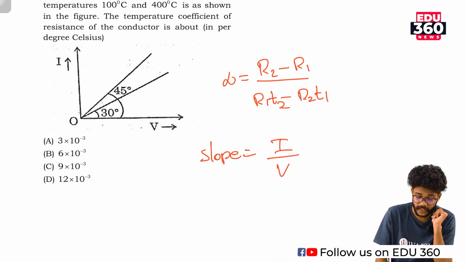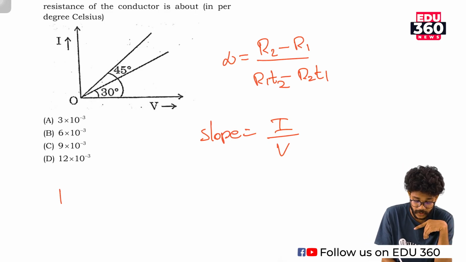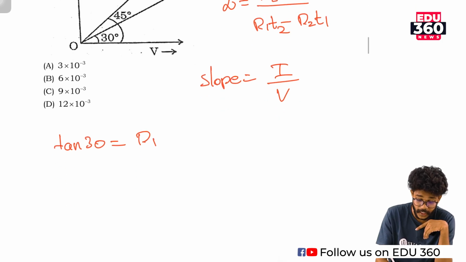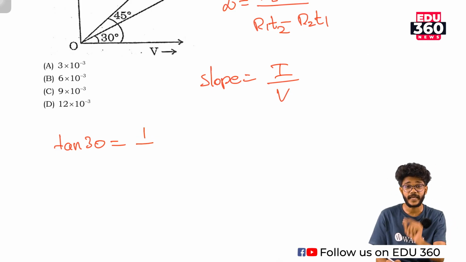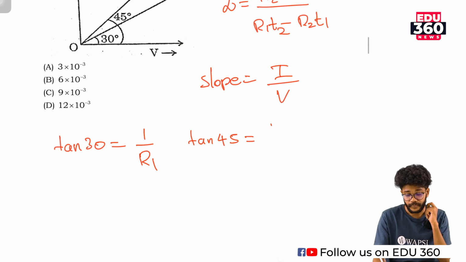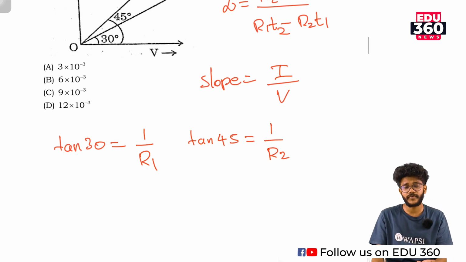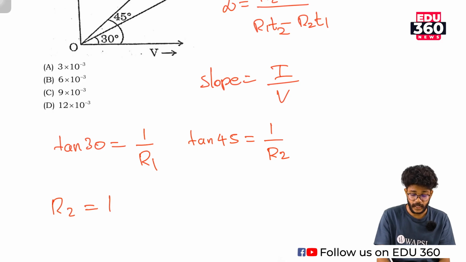Okay, so what is slope? Slope is nothing but tan theta. Tan 30 is equal to 1 by R1, because it is I by V, and I by V is 1 by R. And for tan 45, it will be equal to 1 by R2. Tan 45 is 1, so R2 is equal to 1 and R1 is equal to root 3.